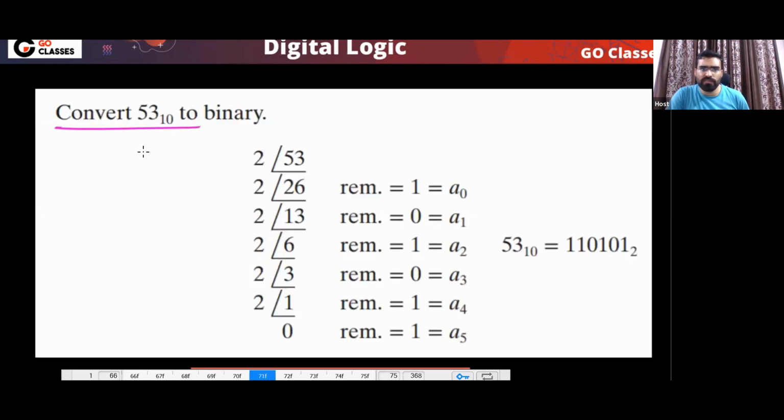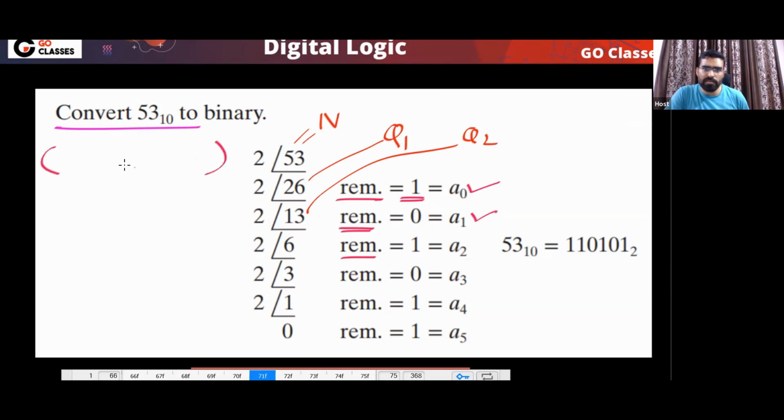So how to convert this 53 into binary? Very simple. This is your number n. So you will divide. This will be your first quotient. This will be your second quotient. And you are getting the remainders. You can notice the remainder that you get, that will be your A0. The next remainder will be A1. The next remainder will be A2.